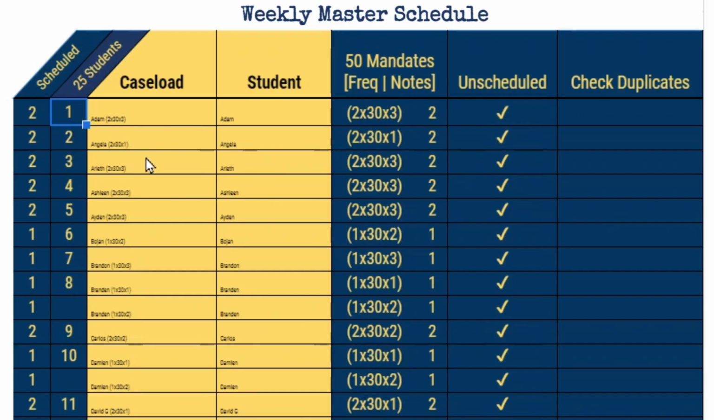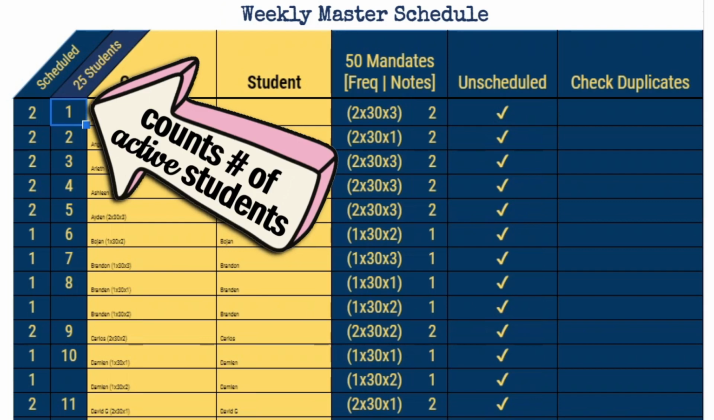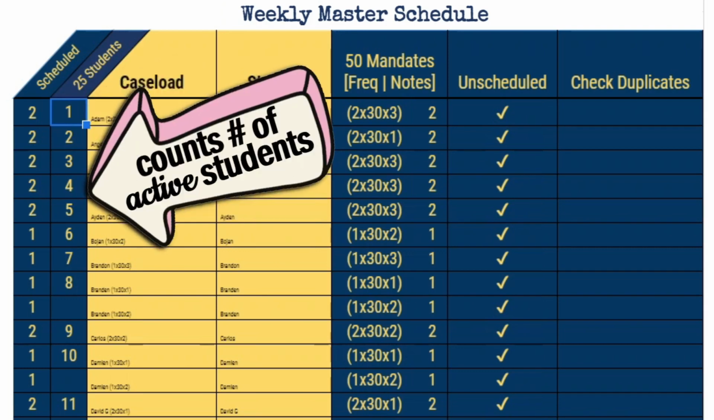Another thing I like to do is count the number of active students I have on my caseload. This way I can judge my workload at any point during the academic year and decide if I'm able to accommodate any new students.